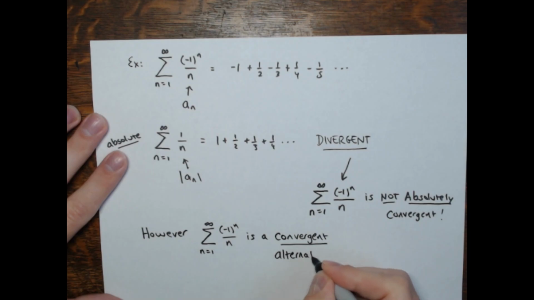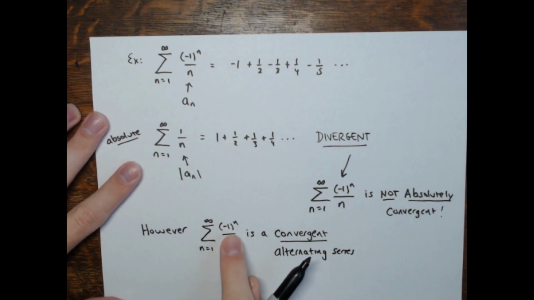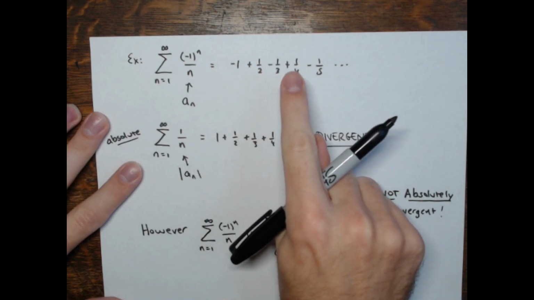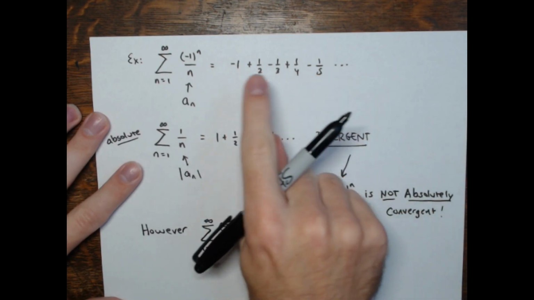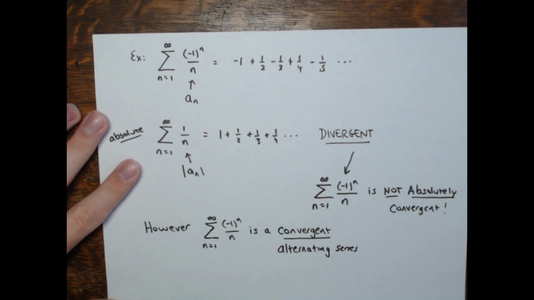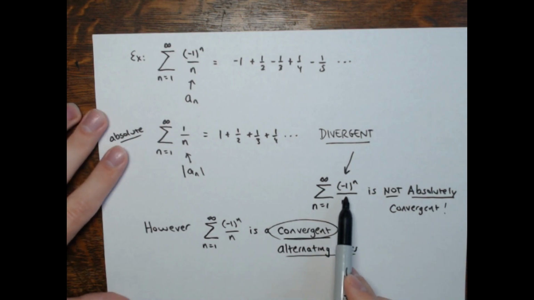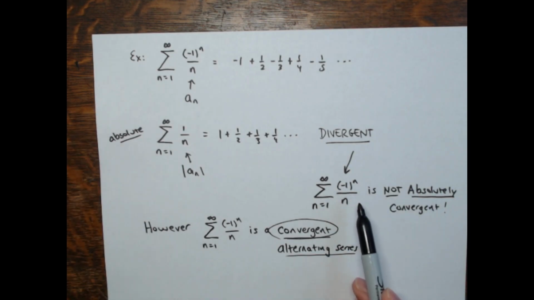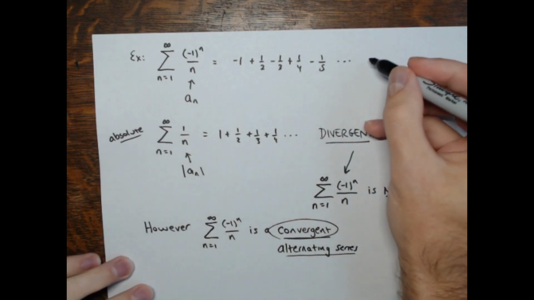You could apply the alternating series test to it. Because it's alternating, sure: you've got negative, positive, negative, positive. All the terms, 1, 1/2, 1/3, 1/4, are positive numbers that are decreasing to 0. So it passes the alternating series test. So I have a series here that's not absolutely convergent: if I make all the terms positive, it diverges. But on its own, it's convergent. If I look at just the original series itself, it converges.